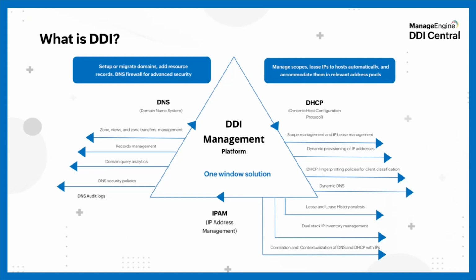What is DDI? DDI is a comprehensive network management solution that unifies three core network services: DNS, DHCP, and IPAM. It enables you to take complete control and gain holistic as well as deeper visibility into the configurations of these three services. With a DDI solution, you can easily define and manage scopes, dynamically lease IP addresses to hosts, set up custom DHCP fingerprinting policies, manage DNS zones, views, and records, set up DNS security policies, analyze DNS query traffic, review audit logs, manage dual stack IP address inventories of your network, all through a single window.